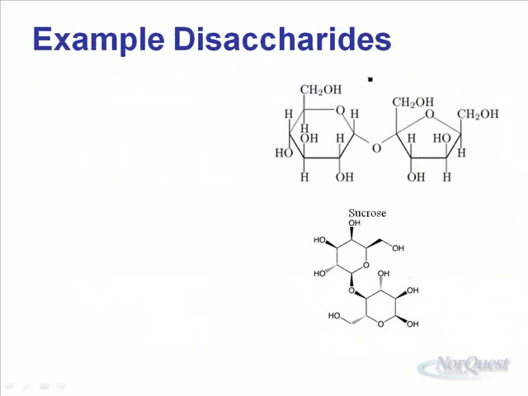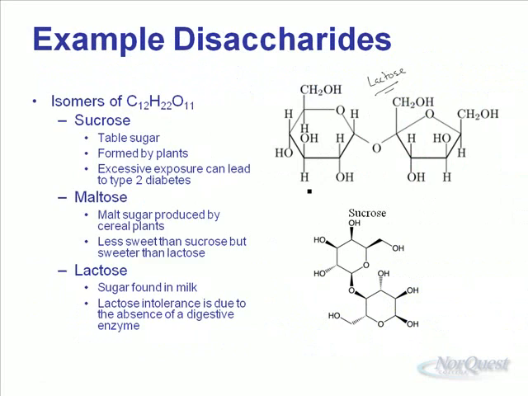Example disaccharides, here we have lactose. So again, these things can have the same chemical formula but different shapes, which gives them different chemical properties. So these are all isomers of C12H22O11. The most common one that we're aware of is sucrose. It's our table sugar, formed by plants, and excessive exposure to this stuff can lead to type 2 diabetes. It's also one of the sweetest, in terms of taste, disaccharides.